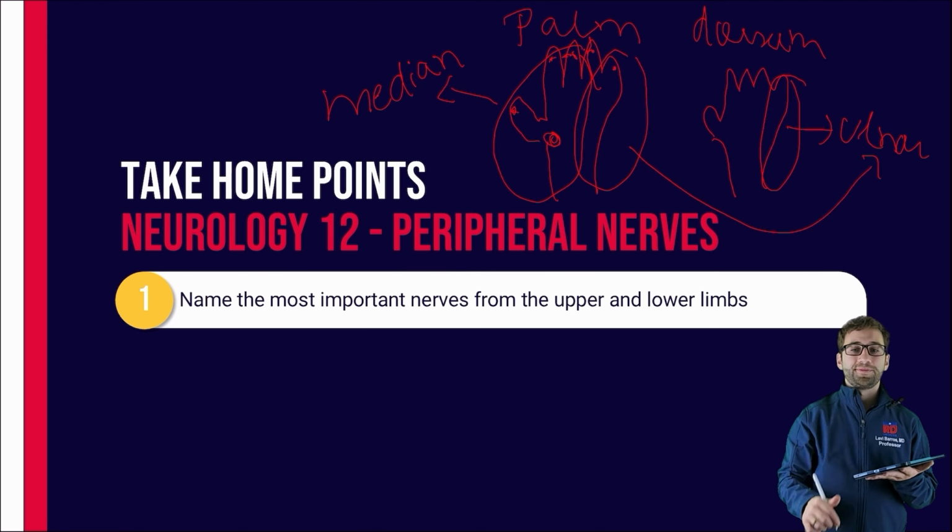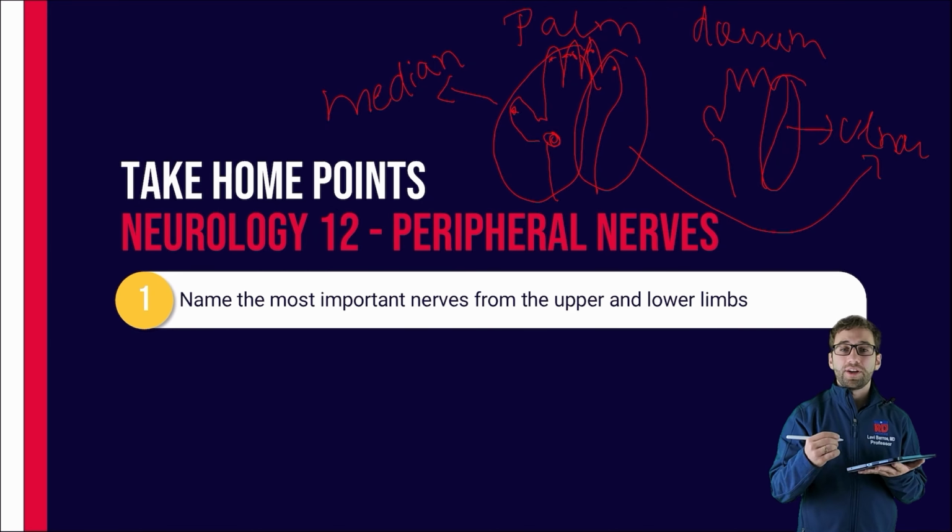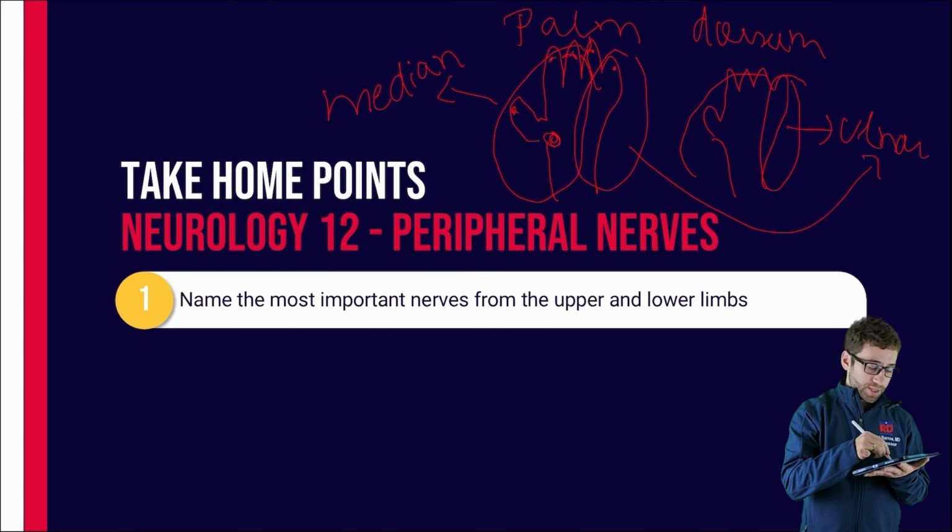Okay. Lastly, the radial nerve controls the extensors of the arm and the forearm and provides sensory innervation to the posterior aspect of the arm and hand. So this here is radial.